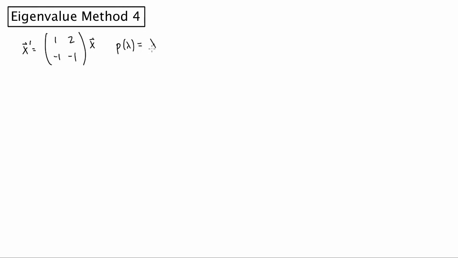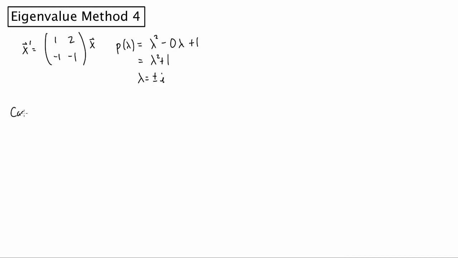So the characteristic polynomial here is lambda squared minus the trace. So the sum of the diagonals is 0. And then the determinant is -1 plus 2, so it looks like it is plus 1. So our characteristic polynomial here is lambda squared plus 1, which has roots lambda equal to plus or minus i.